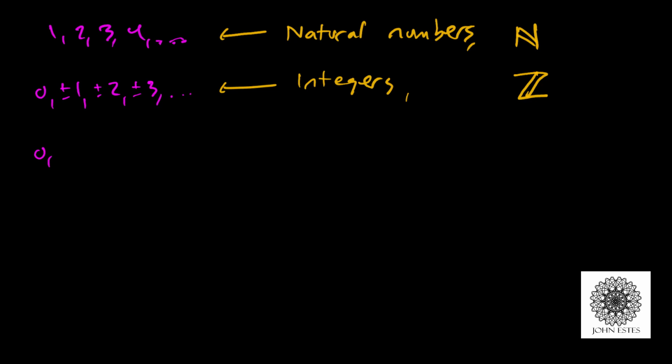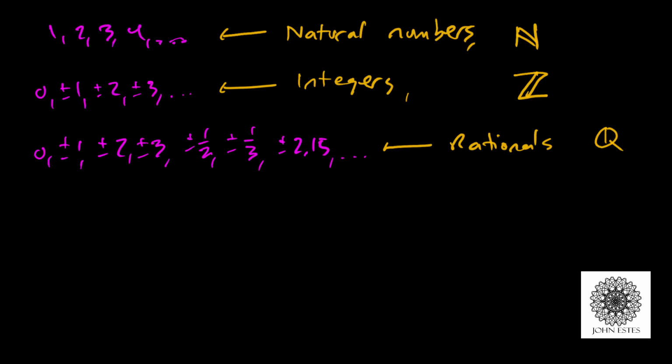So that includes these numbers, the zeros and the plus and minus ones and so on. But also I have stuff like this, plus and minus 1/2, and plus and minus 1/3, and maybe plus or minus 2.15. And these are numbers that can be written as decimals and fractions. These guys are called rationals. They're denoted with a double stroke Q, which means quotients.